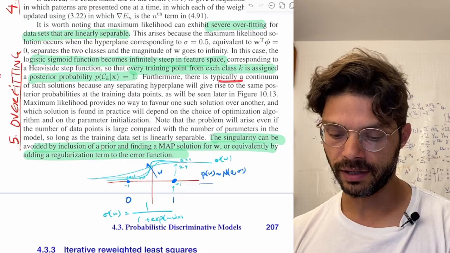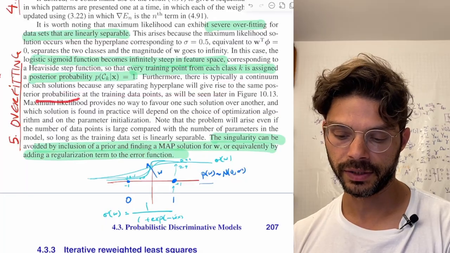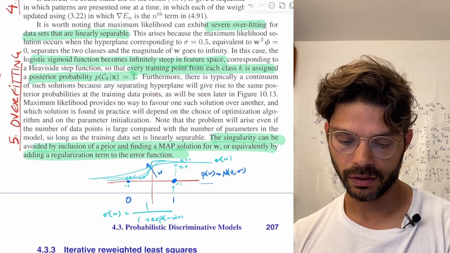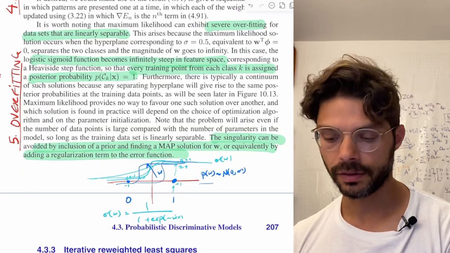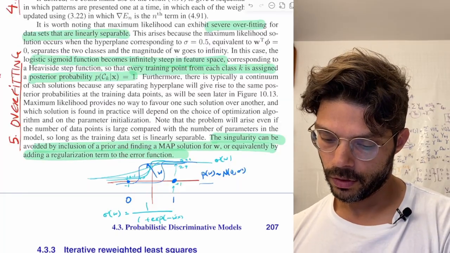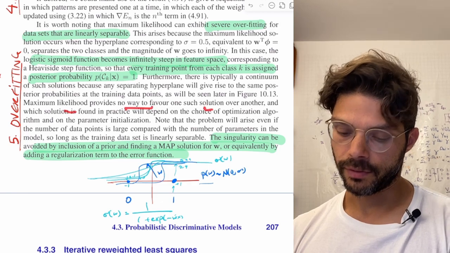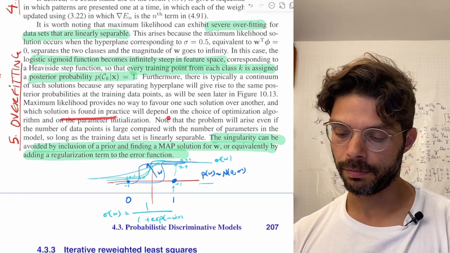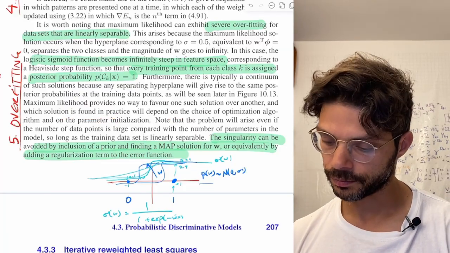Furthermore, there's typically a continuum of such solutions because any separating hyperplane will give rise to the same posterior probabilities at the training data points. So I think what he just means is you can also, that'll also be a solution, etc. Maximum likelihood provides no way to favor one such solution over another, and which solution is found in practice will depend on the choice of optimization algorithm, which is not necessarily what you want.